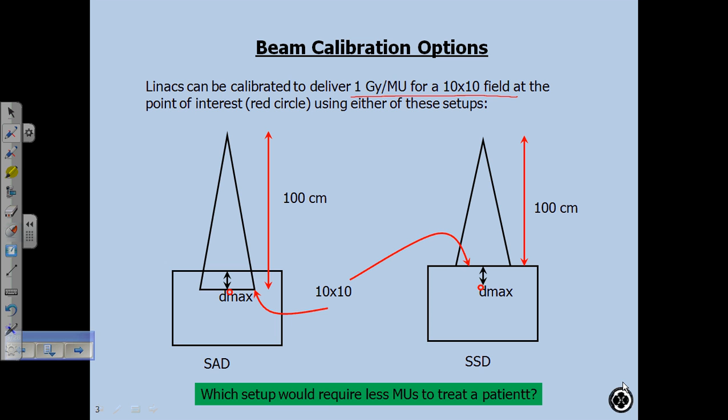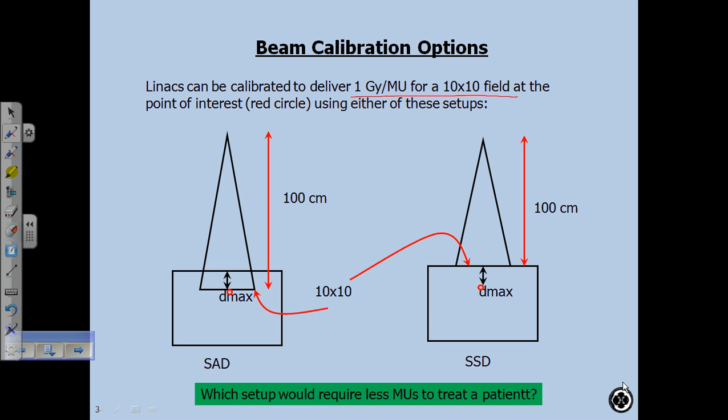Yeah, so when you treat a patient, you're going to treat SAD. Well, I think the SSD should take more MU. Should take more MU? Calibrated the machine either SAD or SSD, and I'm now treating the patient. Yeah. Center A calibrates SAD, and center B calibrates SSD. I think SSD would require fewer MUs treating the patient. Why? Because your point of interest is farther away. Yeah, that's right. So your machine is actually outputting more.